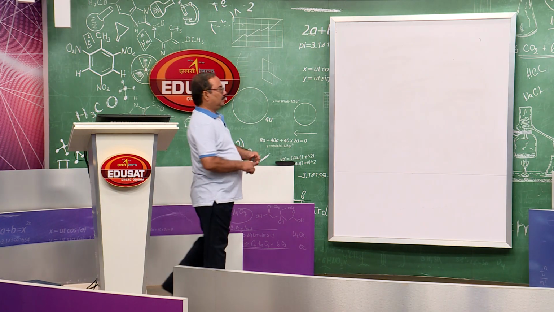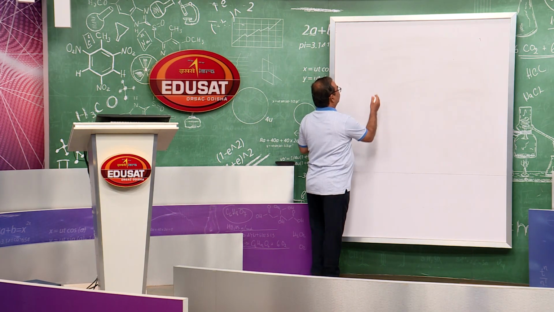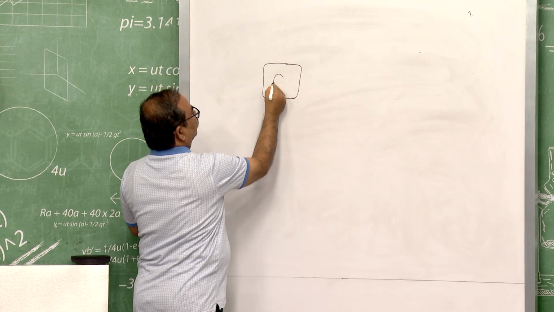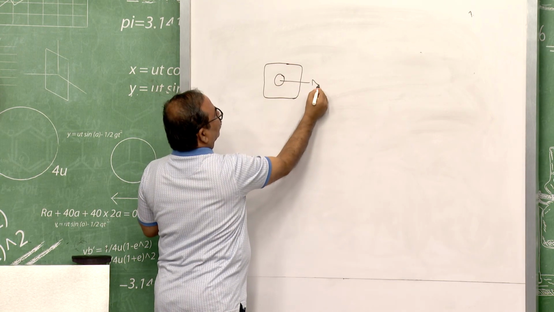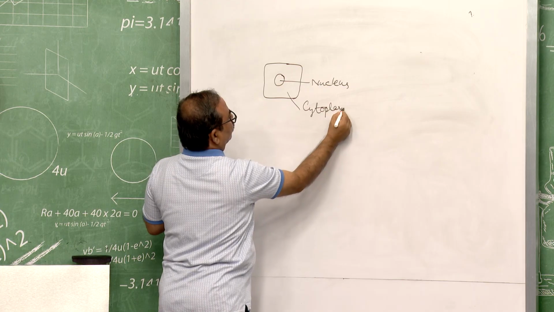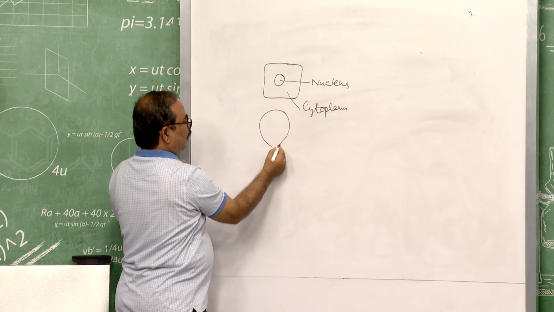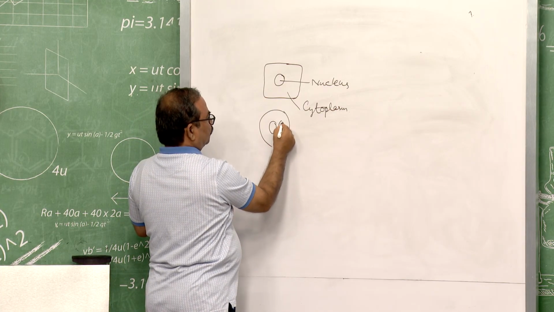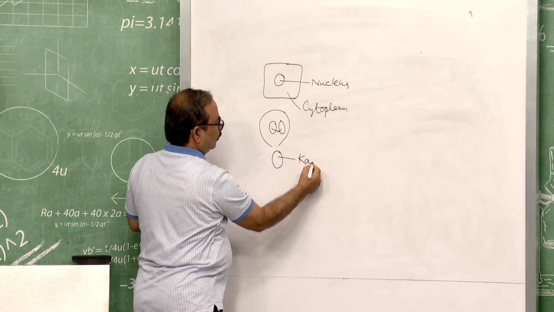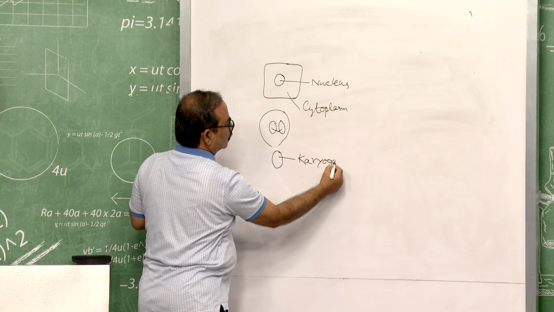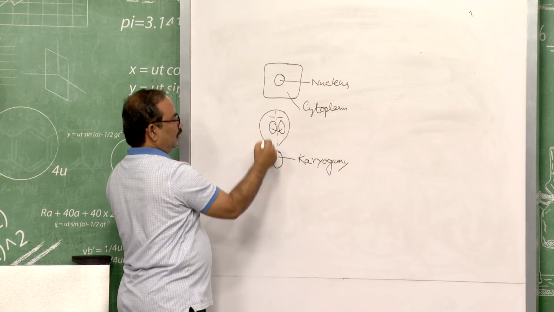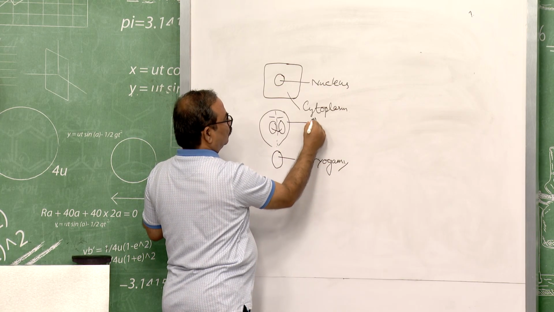So, what we understand by plasmogamy and karyogamy, we shall see in the fungal cell. Suppose this is the nucleus, this is the cytoplasm. When there is fusion of nuclei of two cells, these two nuclei fuse, this is referred to as karyogamy. And fusion of the cytoplasm of the two cells is referred to as plasmogamy.